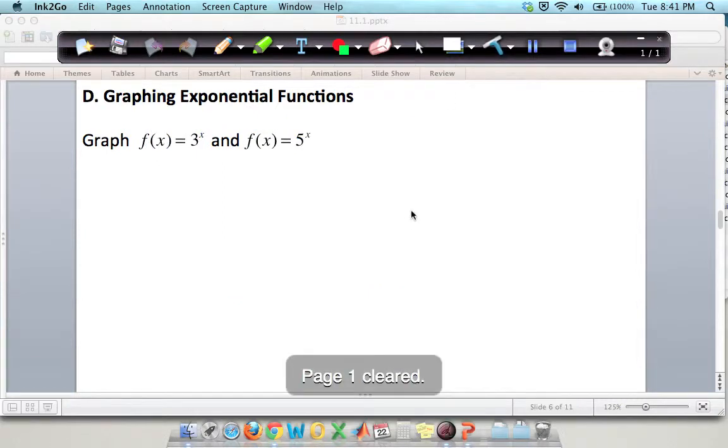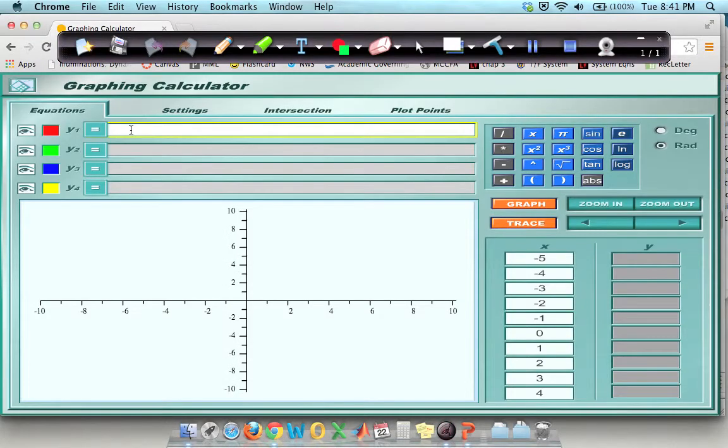All right, we're going to graph exponential functions. I'm going to graph 3 to the x and 5 to the x. So when I come here, I'm going to raise 3 to the x power and graph that. You see here I have an exponential growth, and I'm going to label a couple things on this before I graph the other one.